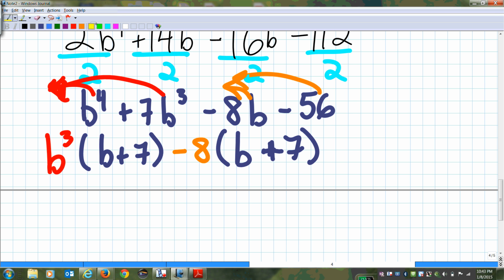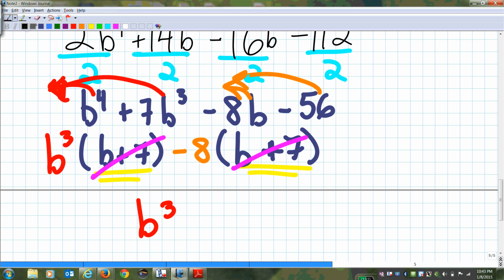Now, look at what's common here. You have the exact same grouping for both of these. That means you can do what's left only and completely ignore them, because you can pull both of them out as long as it's the exact same grouping. So it's b to the third minus 8.